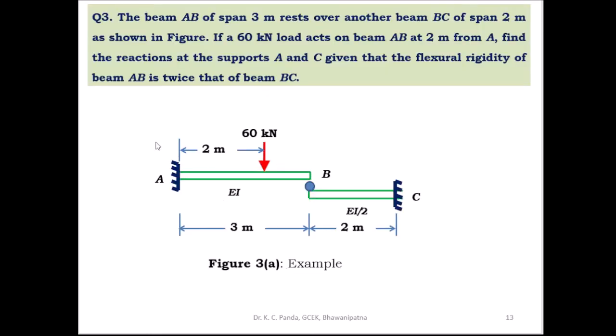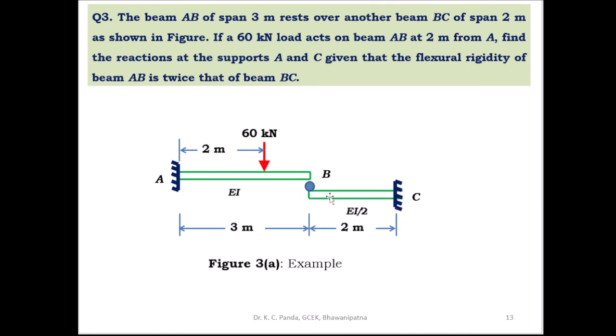Then coming to the third problem, the beam AB of span 3 meter rests over another beam BC of span 2 meter as shown in figure. If a 60 kilonewton load acts on beam AB at 2 meter from A, find the reaction at the support A and C, given the flexural rigidity of the beam AB is twice that of beam BC. So here you have to find out what is the reaction at A and what is the reaction at C.